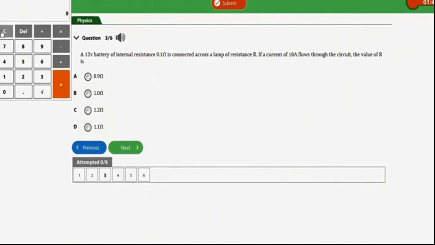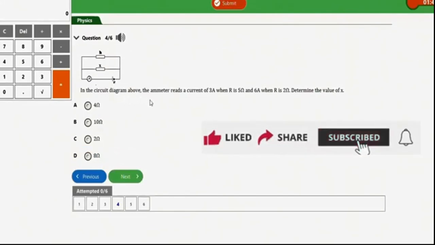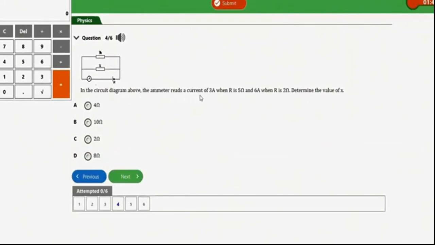Alright, so the next repeated question we're going to solve with this question. It says, in the circuit diagram above, the ammeter reads a current of 3 ampere when the resistance is 5 ohm, and 6 ampere when R is 2 ohm. We have to determine the value of X. Basically the X there is the internal resistance. So for this particular question, the internal resistance is X.